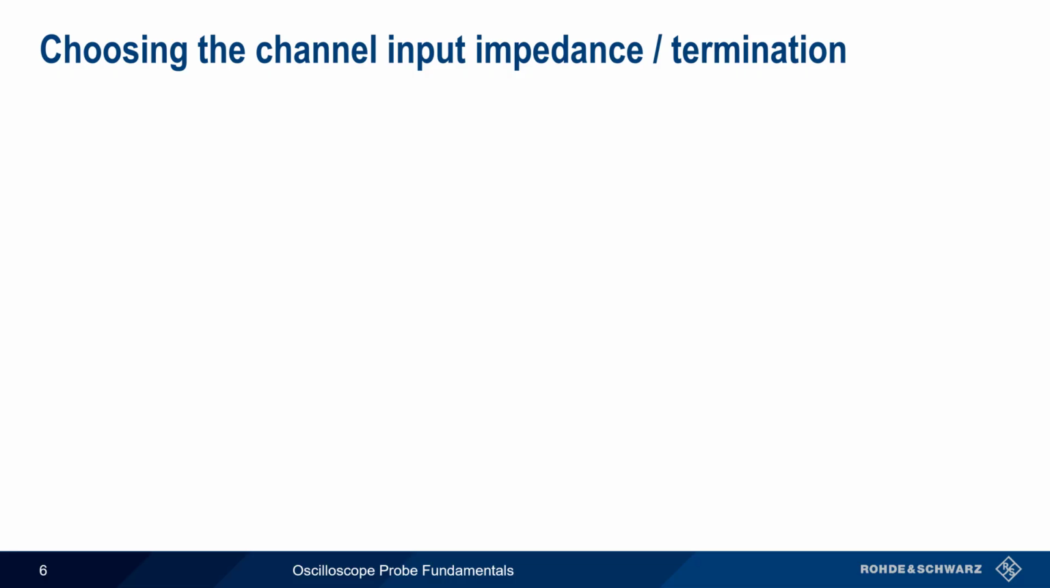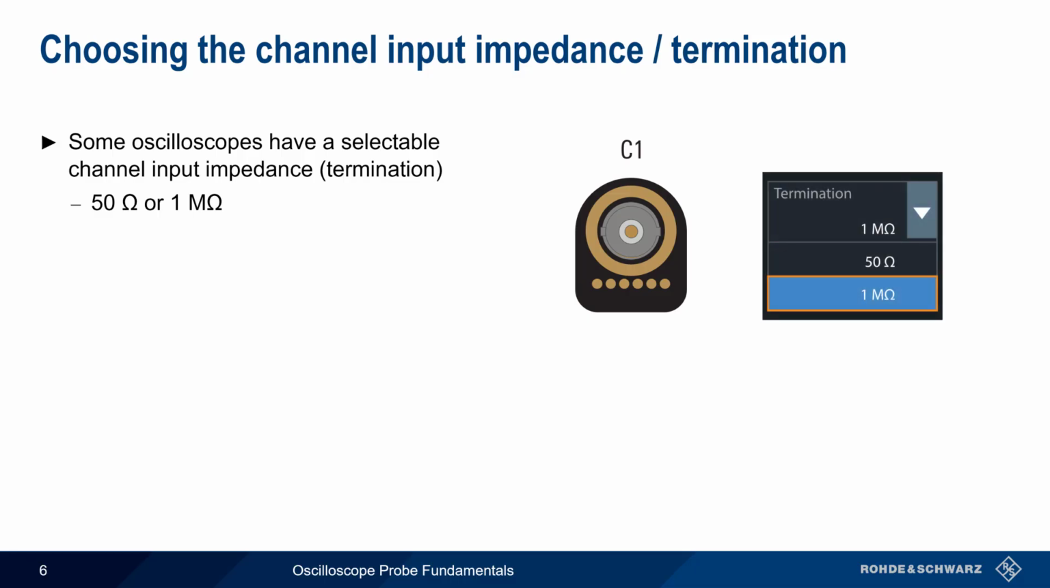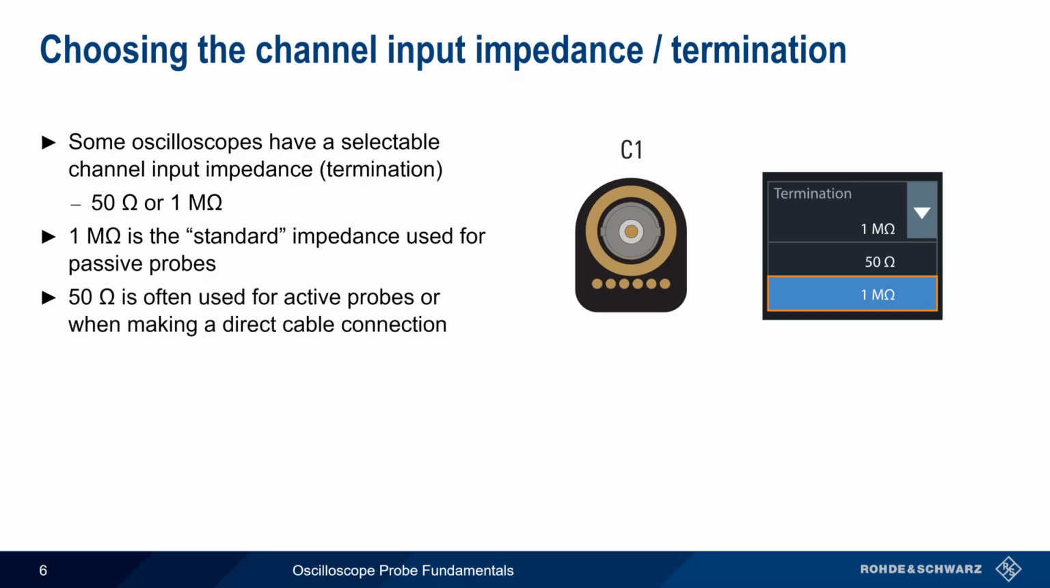Another important probe-related topic is channel input impedance. Some oscilloscopes allow the user to select between a 50 ohm and a 1 megaohm input impedance or termination. This is configured through the scope interface on a per-channel basis. The standard impedance for an oscilloscope input is 1 megaohm, and this is the proper setting when using passive probes. The optional 50 ohm termination is most often used when probing with so-called active probes, or when directly connecting to the channel using a BNC cable.